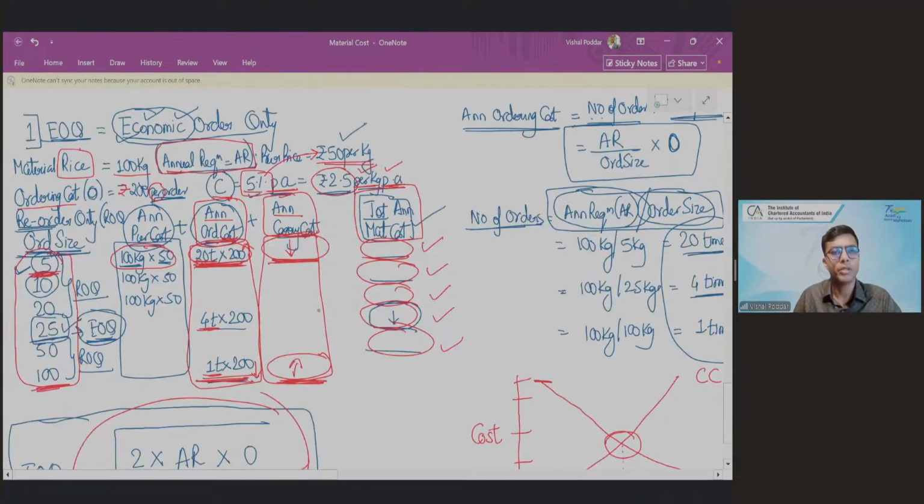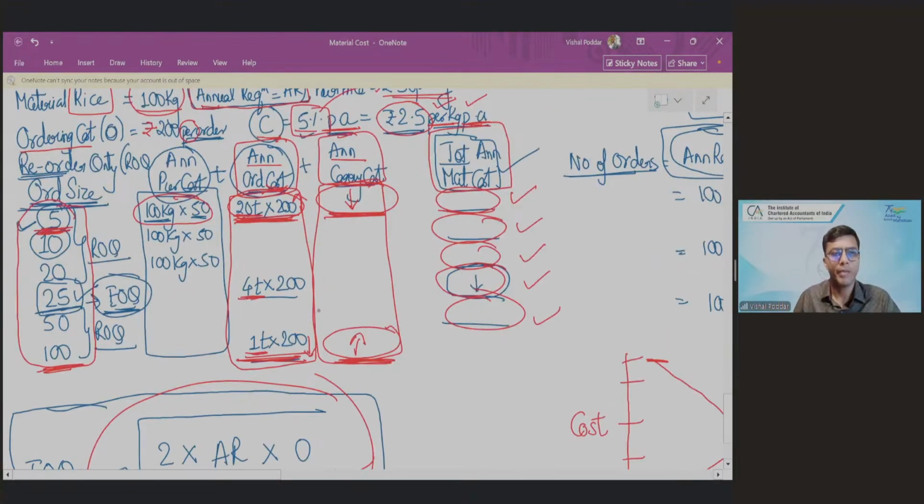Now comes the main part. What is this EOQ all about? Since I have to procure 100 kgs throughout the year, I have different options of procuring this. I may go to the market and place an order of 5 kg every time, or 10 kgs, or 20, 25, 50, 100. You have multiple such options. I have taken, for example, these 6 options. Whatever quantity you place an order for every time is your order size, or since you are going to place this order every time, it is also called reorder quantity.